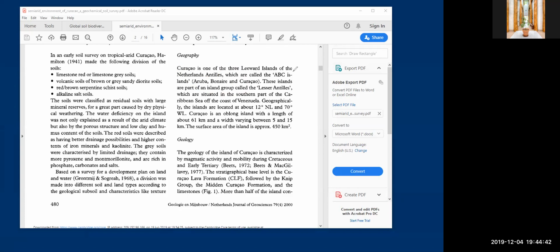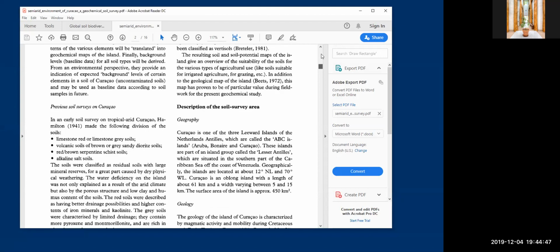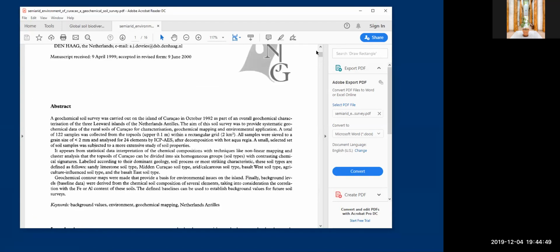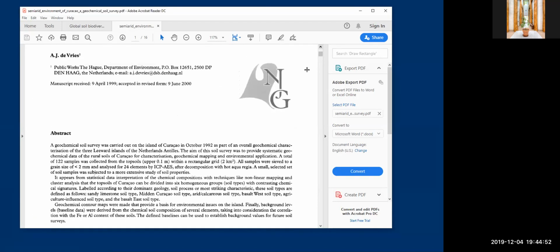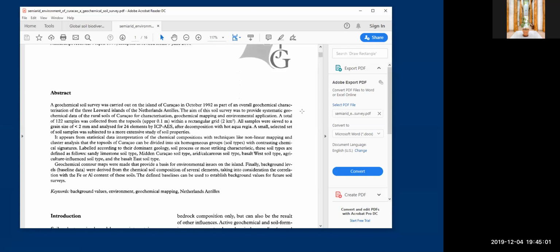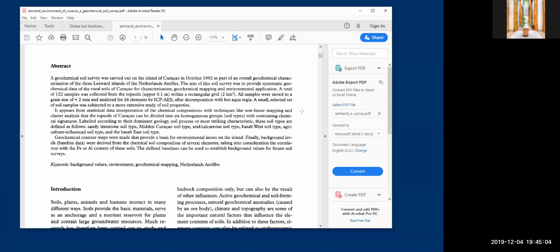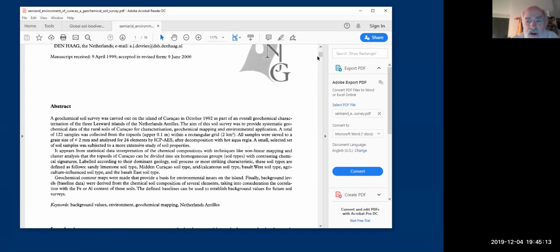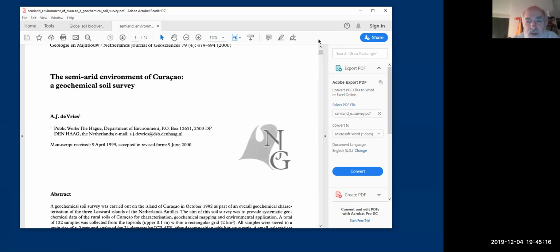Sam found this paper. It's where a lot of his information came from. This is a study of Curacao and its soils. This has been uploaded into the student shared folder. There's certain parts that are more technical and certain parts that are less technical. We'll talk through some of the parts that are more digestible, and then you can take more time to look through it if you like. There's a bunch of different things here that I can help you try to understand.